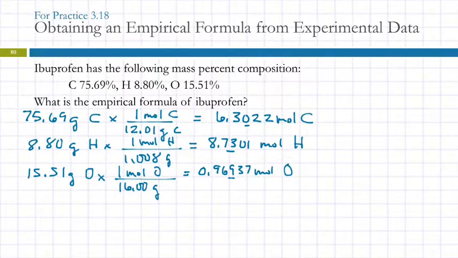Here we have non-integer numbers of moles. We want whole number ratios. So we choose the smallest one, divide all of them by the smallest. We want to do the smallest because that way we won't end up with more fractions. Everything will be 1 or larger when we're dividing by the smallest. So this one is the smallest, and so that one's going to end up being 1.